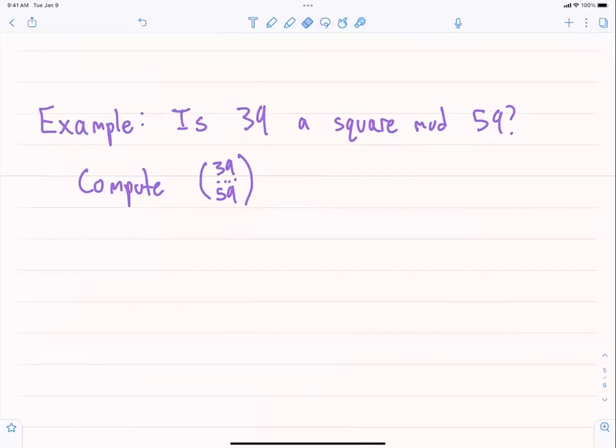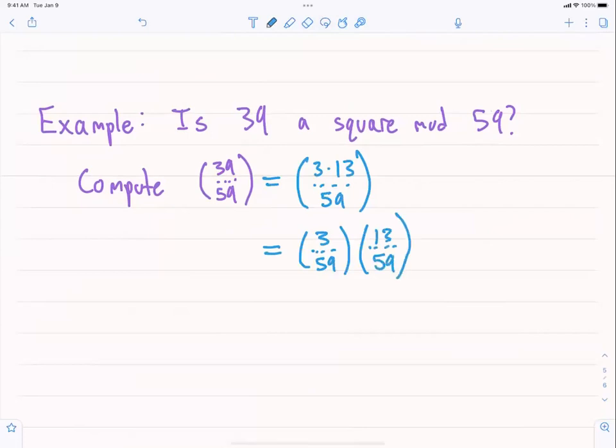To answer that question, by the definition of the Legendre symbol, I just have to compute the Legendre symbol of 39 over 59. The answer is yes if I get 1, and the answer is no if I get -1. So let's do that computation. First I'm going to observe that 39 factors as 3 times 13. Then I'm going to use multiplicativity to spread that out as the Legendre symbol of 3 over 59 times the Legendre symbol of 13 over 59. Now I can compute each of these separately.